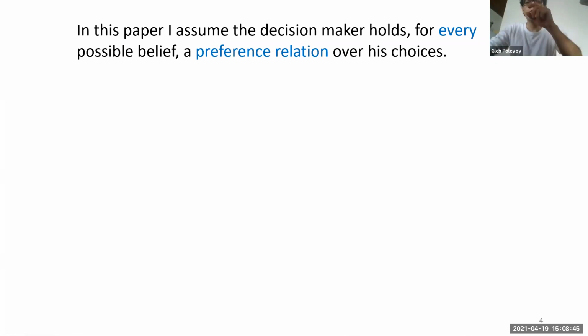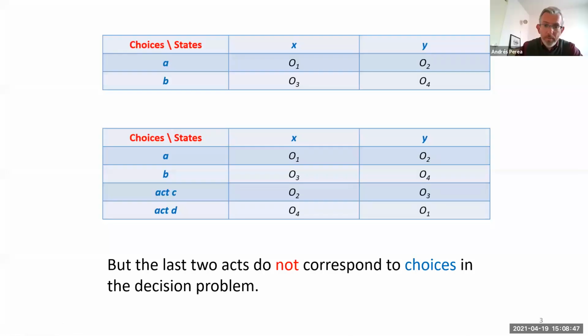Can you please go to the previous slide? Yeah, sure. I would like to know, what do you mean by the acts C and D? So if they are allowed, then why aren't they legitimate choices?